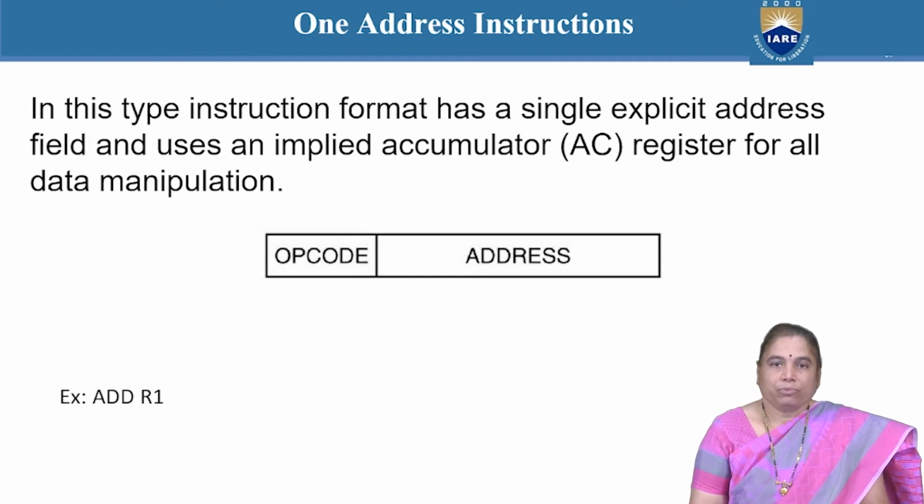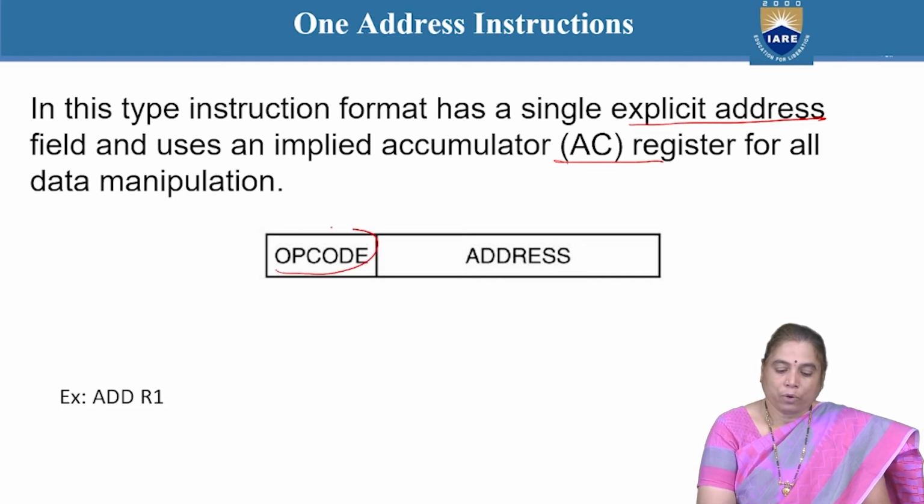Next category of instructions are one address instructions. In this type, the instruction format has a single explicit address. That's why it is called a one address instruction, and it uses an implied accumulator AC register for all data manipulation. By default, the accumulator is involved in all data manipulation operations. One explicit address can be specified in the case of one address instructions.